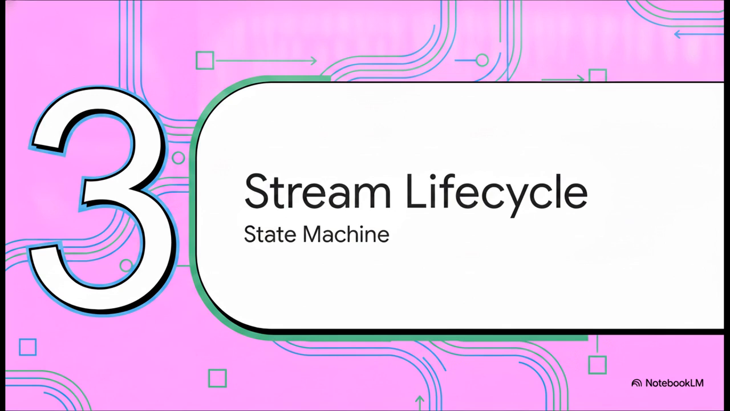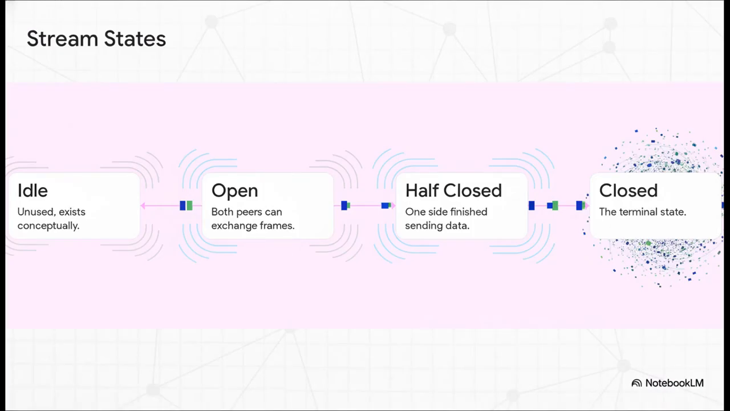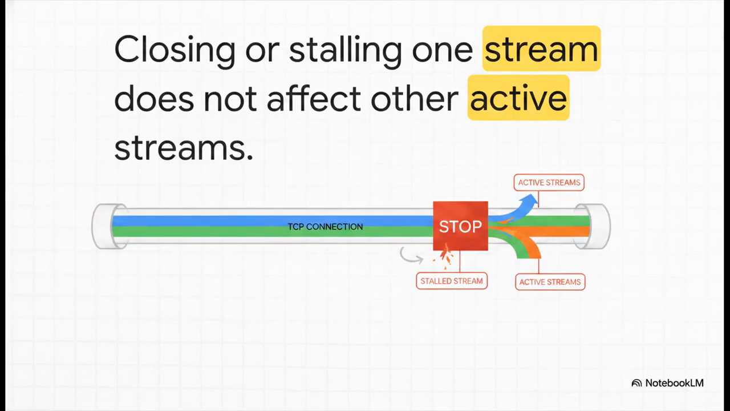Let's map out the exact progression that governs these streams. The stream lifecycle is a very rigorous progression. It cycles through idle, then open, into half-closed, and finally closed. This ensures that peers remain perfectly synchronized during really complex data flows. So a stream starts idle, it opens up when a headers frame is sent, moves to half-closed when one side signals an END_STREAM, and then finally hits the terminal closed state, where all those resources are safely released. The absolute game changer here is stream independence.